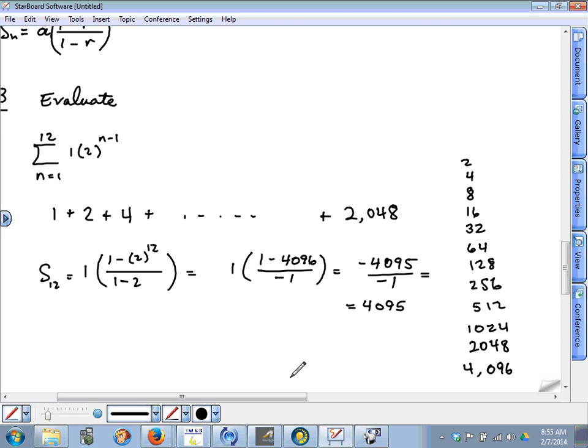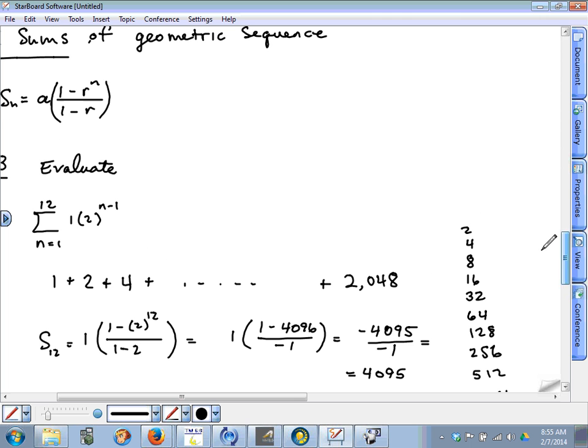Right here at the bottom? Because the formula says on the bottom it's 1 minus the common ratio, and the common ratio was 2 right there. Does that make sense? Okay. Is there a coefficient of A sub 1? It's A sub 1, yeah. It got covered up. It's A sub 1. It's the first term. I didn't want to spend too much time on that.